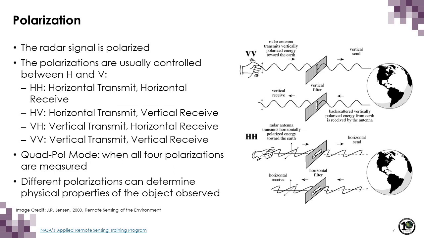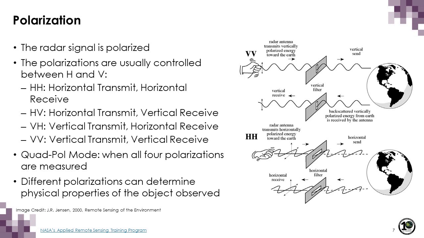Polarization refers to the plane of propagation of the electric field of the signal, which can be in the horizontal plane or in the vertical plane. Irrespective of wavelength, radar signals can be transmitted and/or received in different modes of polarization, and there can be four combinations of transmit and receive polarizations. These are horizontally transmitted, horizontally received, HH; horizontally transmitted, vertically received, HV; vertically transmitted, vertically received, VV; and vertically transmitted, horizontally received, VH.